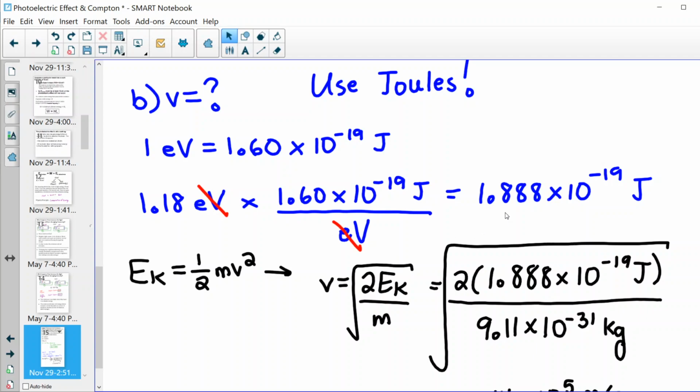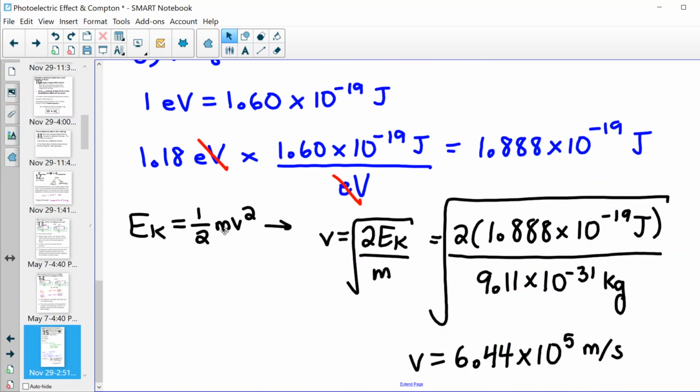So here, to find speed, the first thing I did was convert electron volts to joules by multiplying by the conversion factor. That gave me 1.888 times 10 to the negative 19 joules, and that's a kinetic energy. To turn it into a speed, I've just rearranged the formula here. And notice that the mass is the mass of an electron, because this is the kinetic energy of electrons. So that's why I'm doing that.